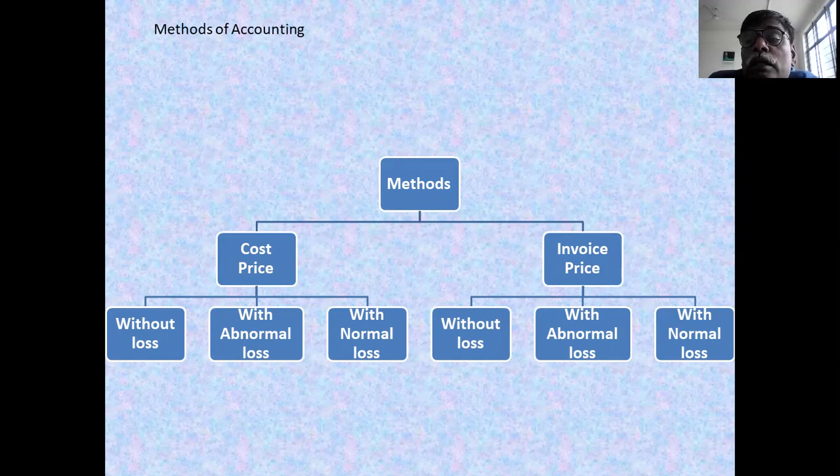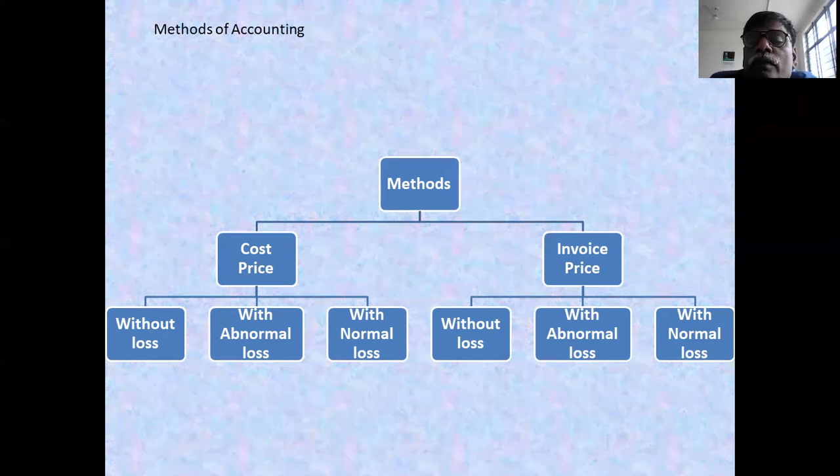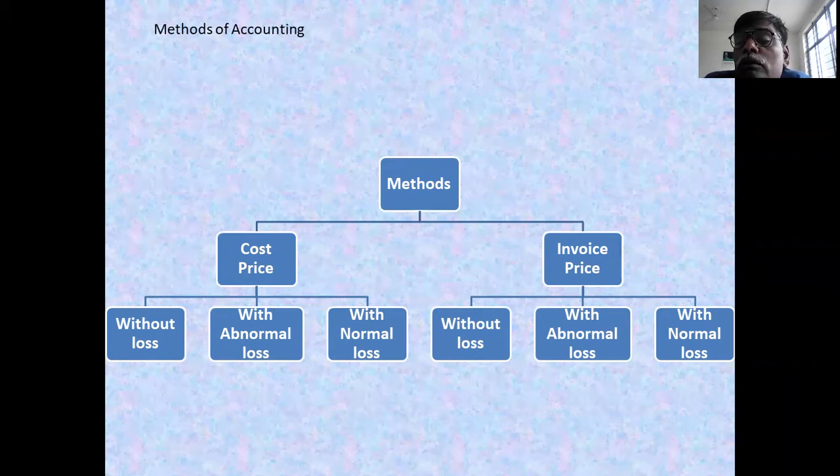For example, deterioration, evaporation, shrinkage, sample taken, like that. The losses which are not under the control of the owner, that loss is called normal loss. And the quantity is to be adjusted and there is no cost. This is the point you remember.